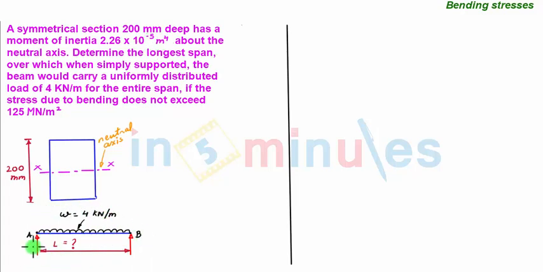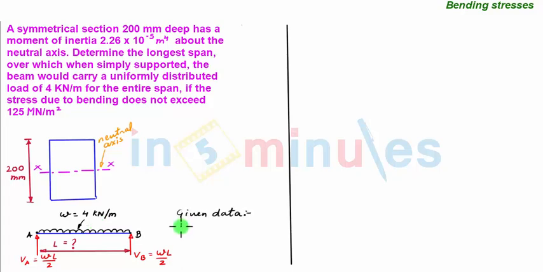We have this beam which is simply supported at points A and B and is subjected to a uniformly distributed load W of 4 kN per meter. We need to determine the span L of the beam. First we show the two support reactions at supports A and B. VA and VB are equal to WL by 2, since the beam is symmetrical and the loading is on the entire span. Next we note down all the given data.